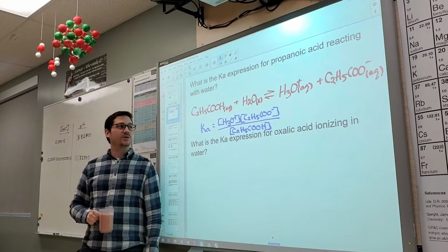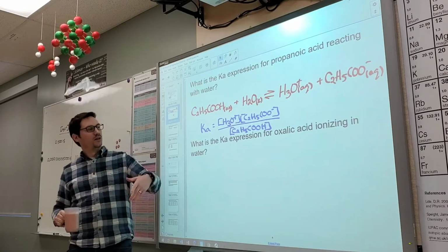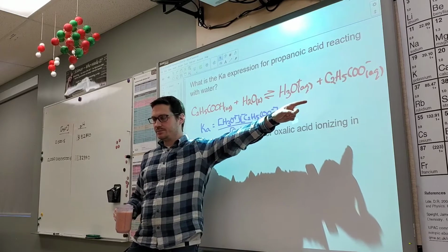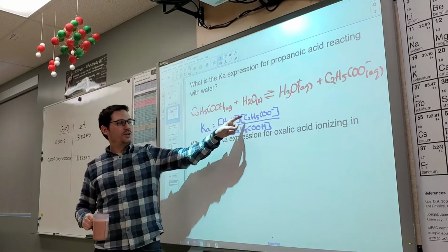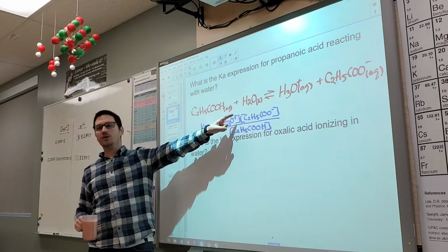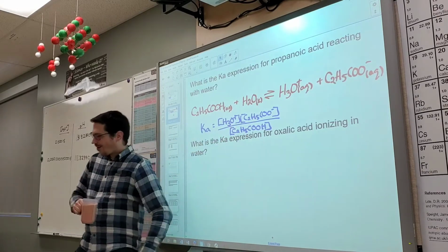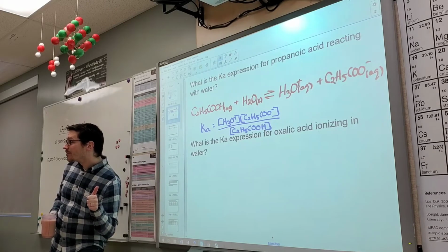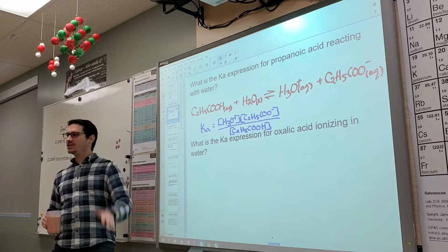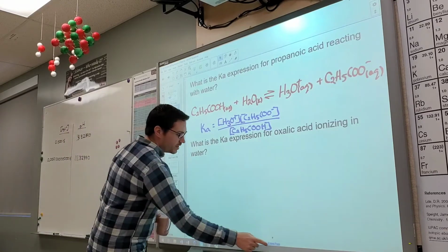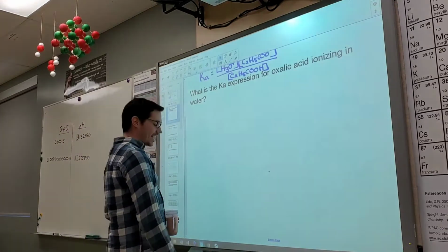We were practicing writing the Ka expression for some different things. So what's the Ka expression for propanoic acid? Well, it's propanoic acid plus water gives hydronium and propanoate. So you just put hydronium and propanoate on top and propanoic acid on the bottom. Why are we ignoring water? It's a liquid in a heterogeneous reaction. A liquid in a heterogeneous reaction. Perfect.